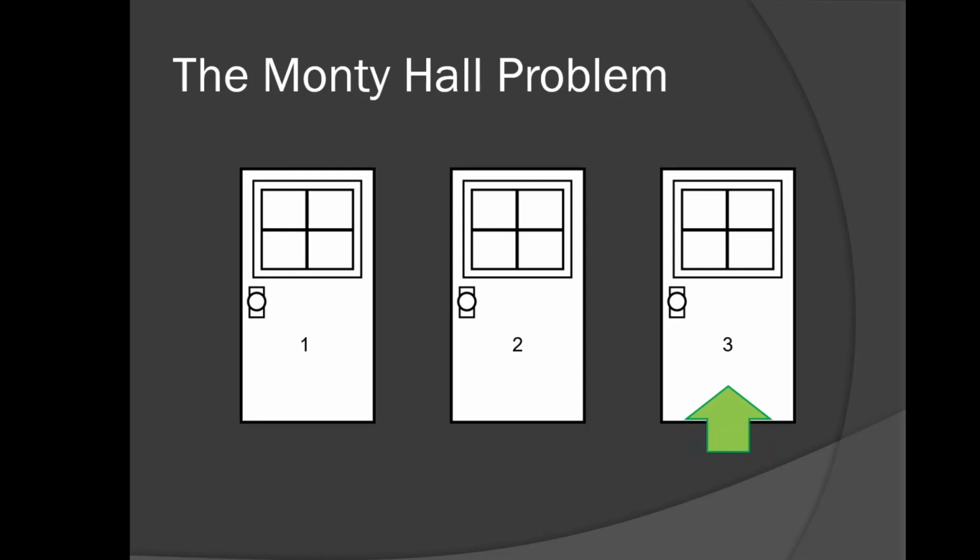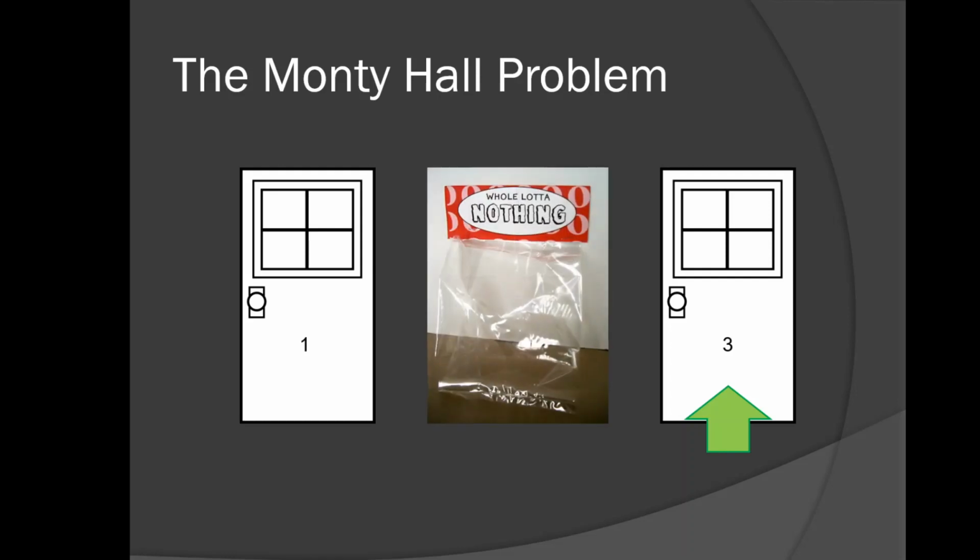At this point, Monty will open a door. Your choice was not constrained. You could have chosen any door you wanted to. But after you make your choice, Monty will open a door. He does not open the door you chose, and he does not open the door that reveals the car. So let's suppose that Monty opens door number 2, revealing that behind door number 2 is a whole lot of nothing.